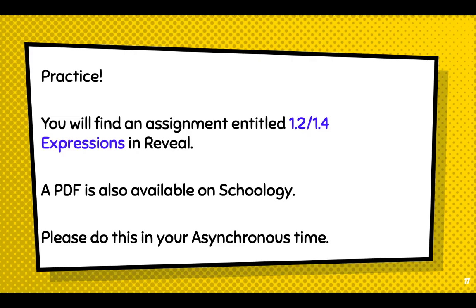Okay, so that finishes up expressions. There's an assignment in Reveal, and there's also a PDF version in Schoology. So you can either print that off and do the work by hand and then just submit a picture of your work, or you can download it in Kami to show your work, or you can just do the assignment in Reveal if you have access to that. And then that's an assignment that you can do in your asynchronous time.